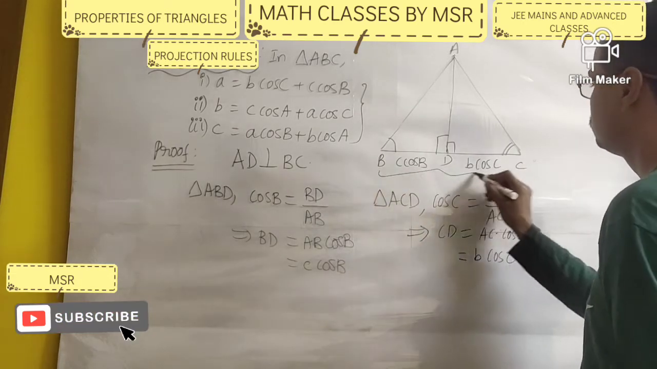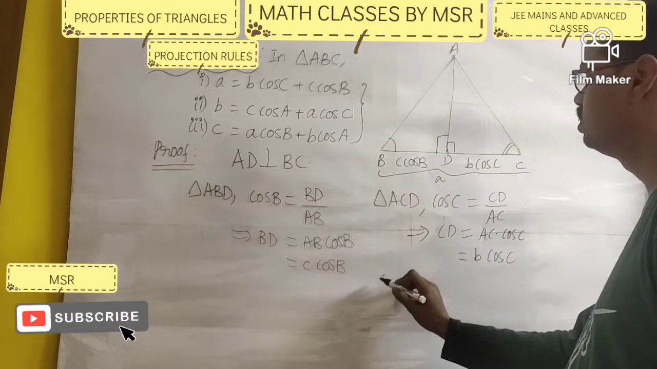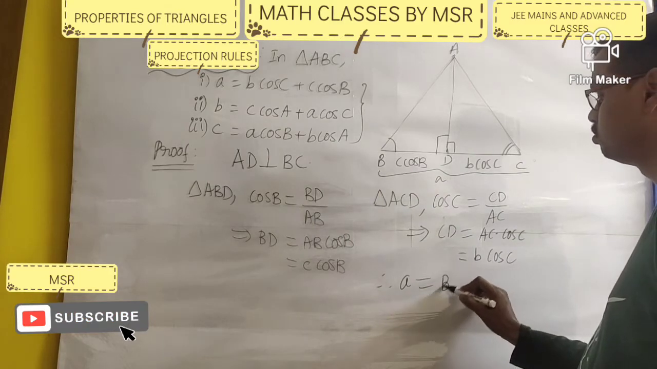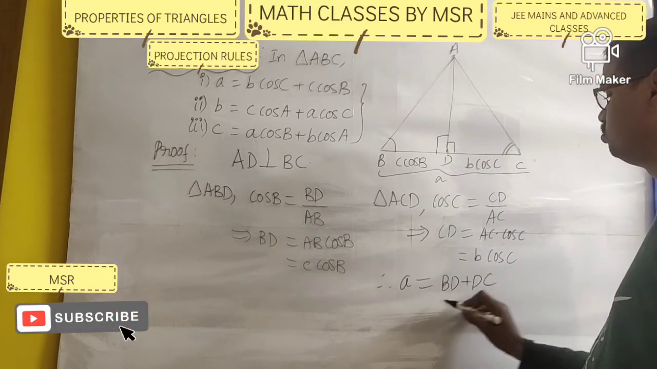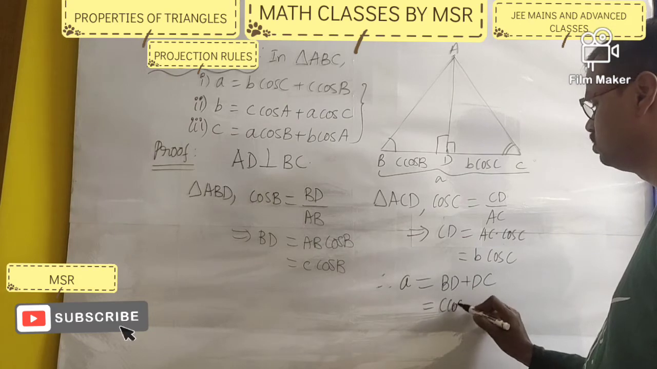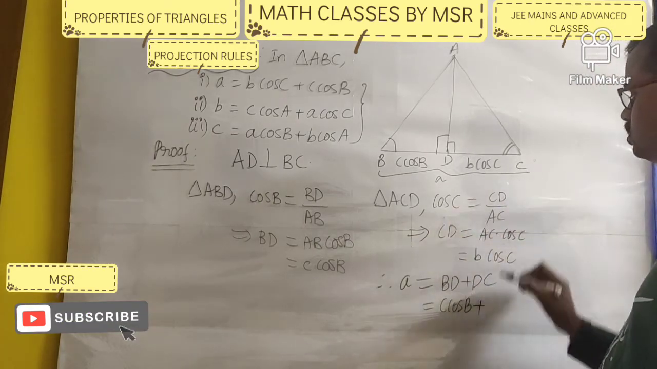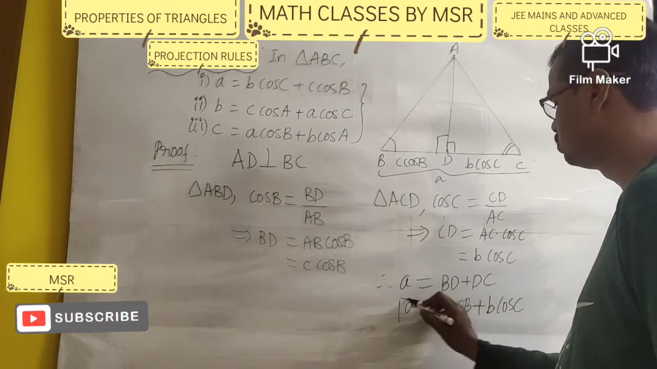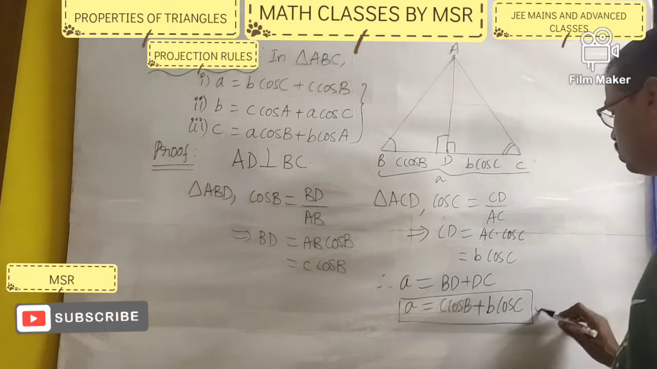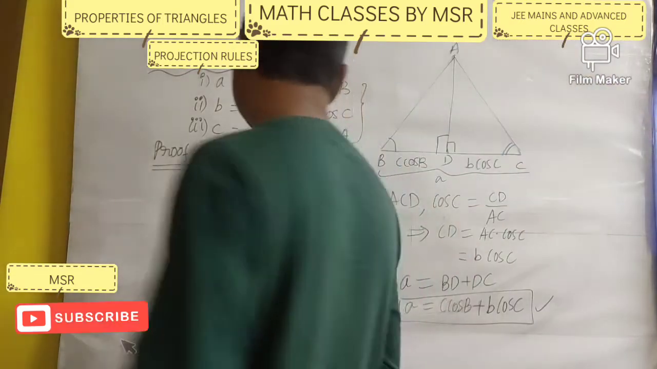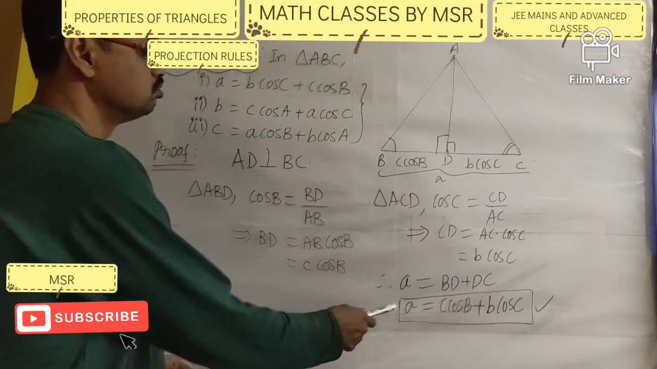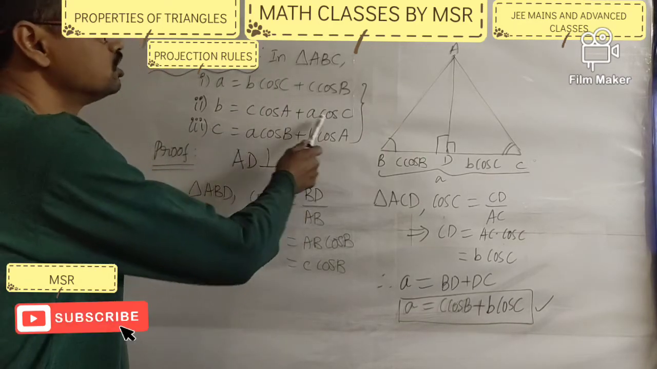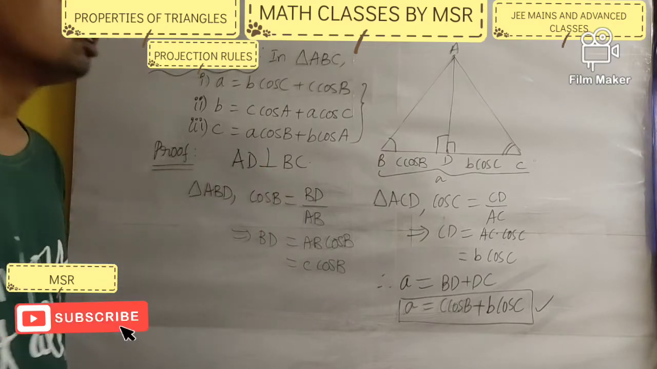So what is the total length? BC is nothing but this. Therefore, a is equal to BD plus DC. BD is c cos B, DC is b cos C. So a is equal to c cos B plus b cos C. So this is projection rule 1. That is, a is equal to b cos C plus c cos B, b is equal to c cos A plus a cos C, c is equal to a cos B plus b cos A.